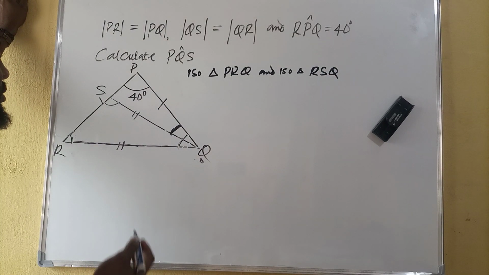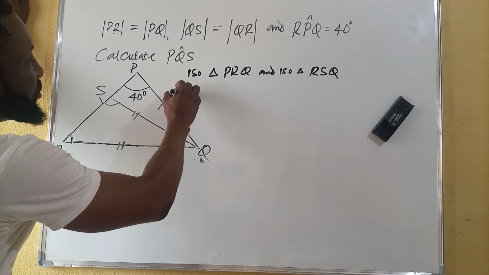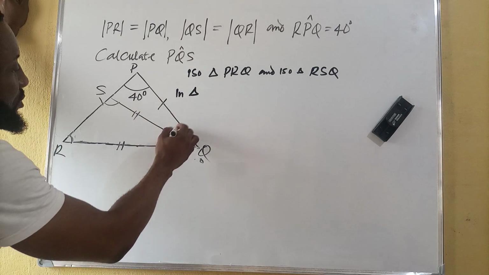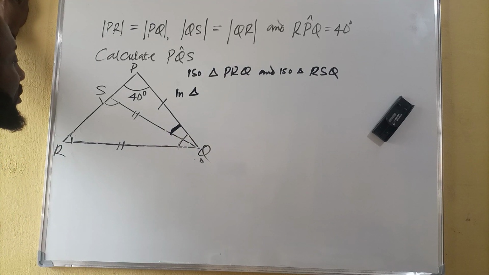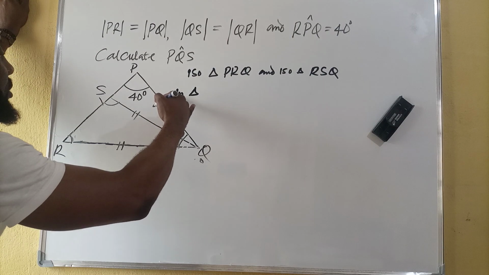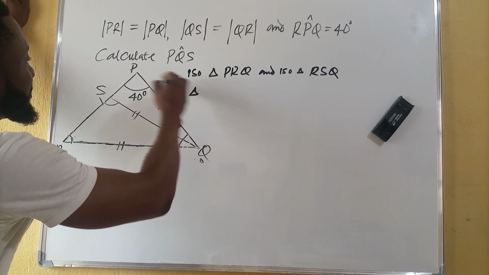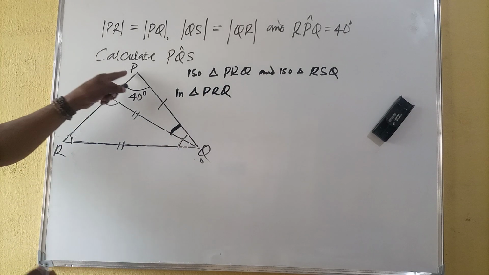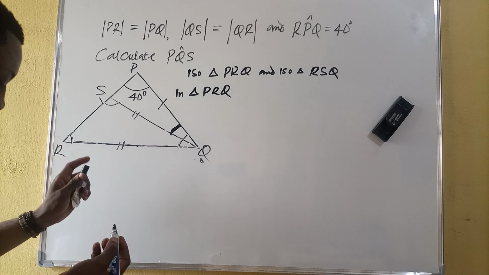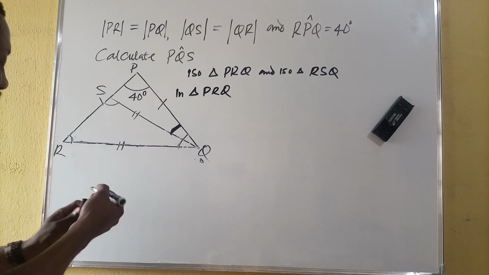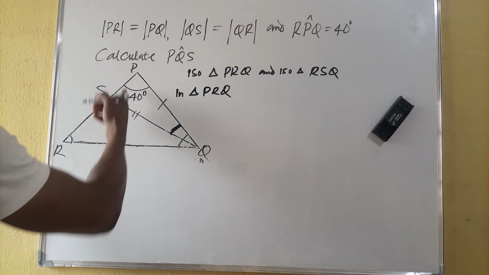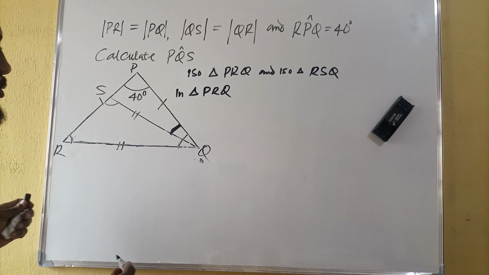So we are going to solve this question now using the idea of the isosceles triangle. So I'm going to consider the first one. We are looking for this angle. This is what we are looking for. So in triangle PRQ, this angle and this angle, they are equal. They are the base angles of this isosceles triangle since PR and PQ are equal.